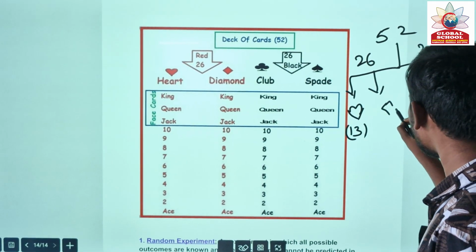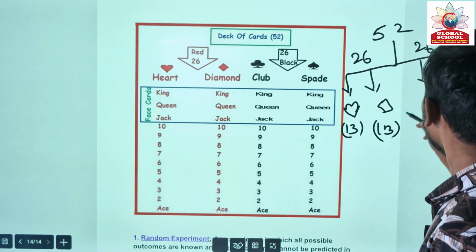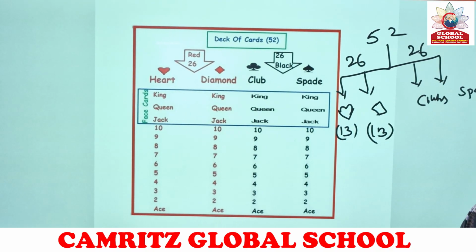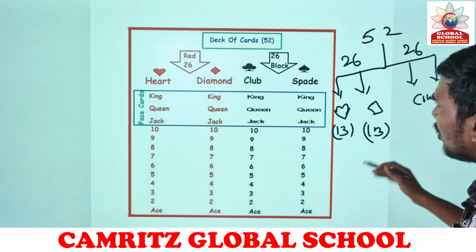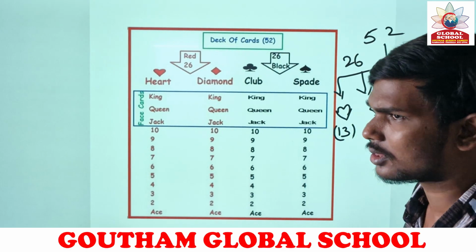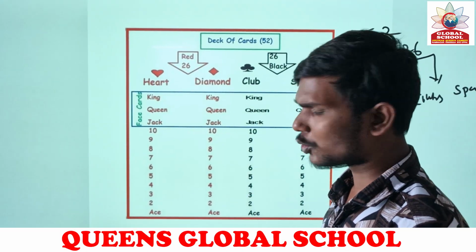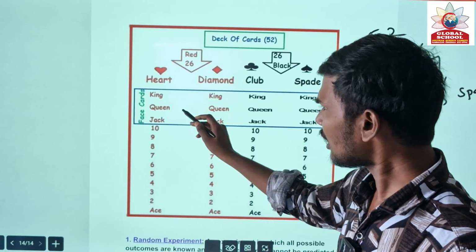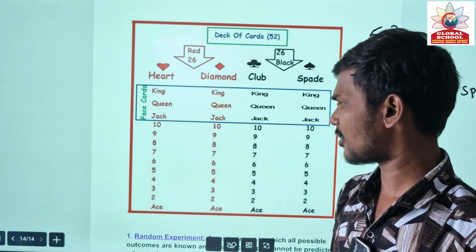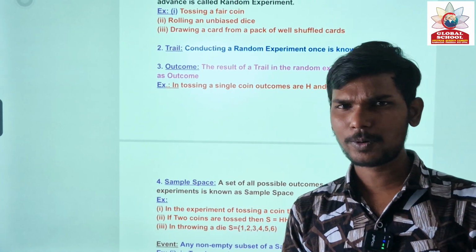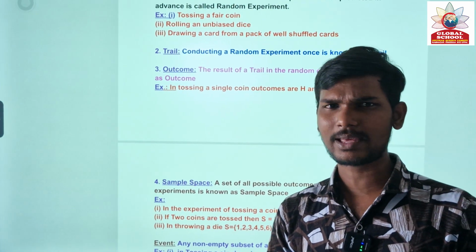Next red diamonds, next clubs, next spades. The total cards are 52. Every group consists of 13 cards. In 13 cards, there are king, queen, jack, and ace, and the numbers 2 to 10. King, queen, jack are called face cards. Okay. Understand? Students, in this probability chapter, we can understand some basic concepts.